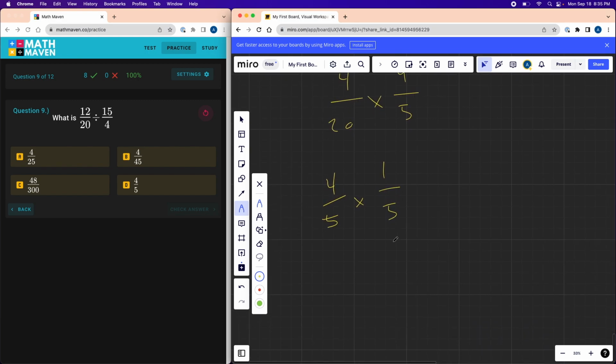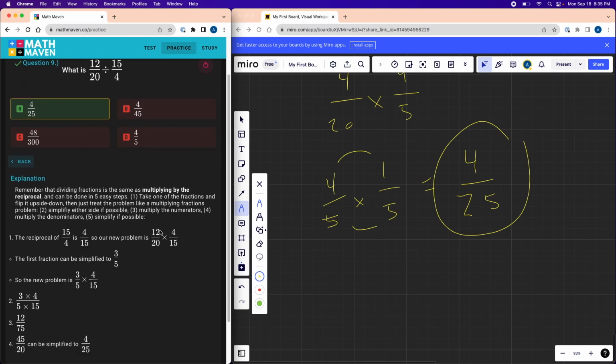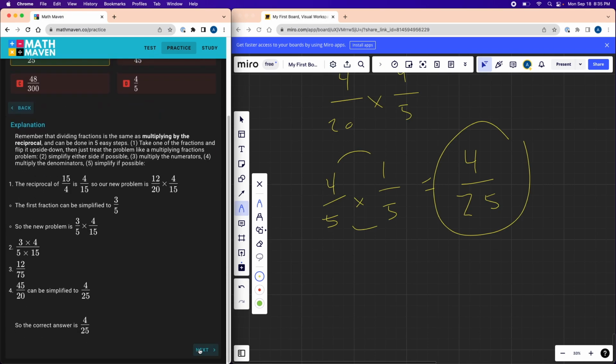All right, and now it's just multiplying straight across here. 4 times 1 equals 4. 5 times 5 equals 25. And that should be our final answer, 4/25. We can see that is option A here, so we will check that answer. It is correct. See that explanation, and we can move on here.